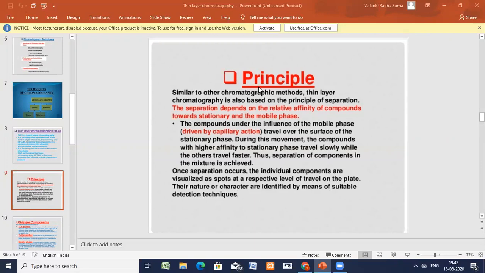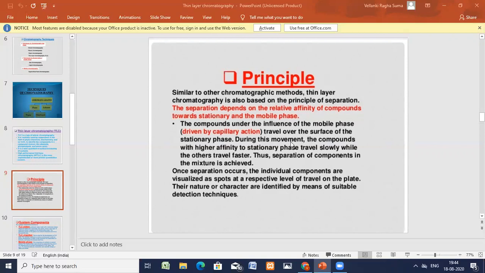I'm repeating. Thin layer chromatography is based on the principle of separation. Separation depends upon the relative affinity of the compounds towards the stationary and the mobile phase. The compounds under the influence of the mobile phase keep on moving, driven by capillary action, and travel over the surface of the stationary phase.